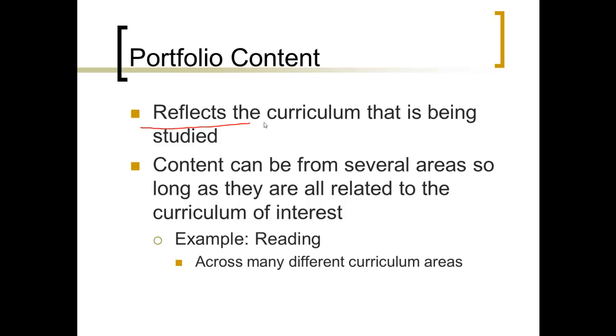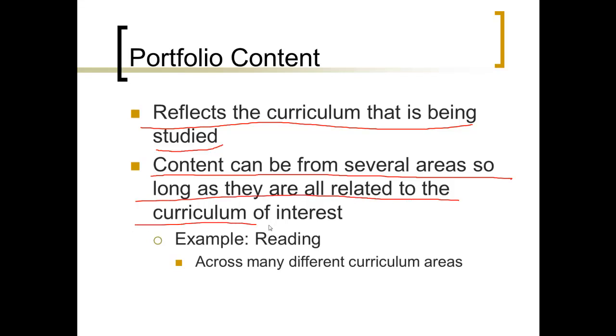The content ought to reflect the curriculum that's being studied or taught. That's kind of a no-brainer. Content can be from several areas, as long as they are all related to the curriculum of interest, so you can pull from all kinds of parts of the course. Like in this case, if you would be doing a portfolio on what the student read, then you can go across many different curriculum areas: what they read in science, what they read in math, what they read in English, literature, whatever. And so you can pull a whole lot of different areas into one portfolio.